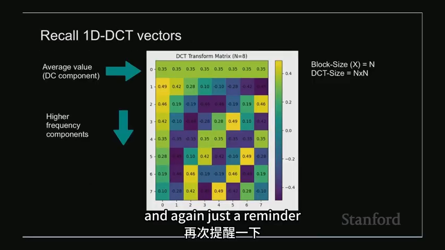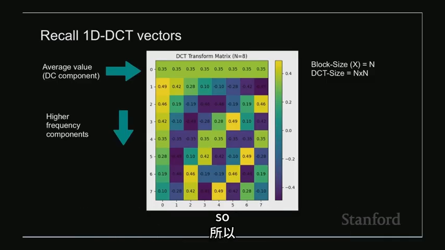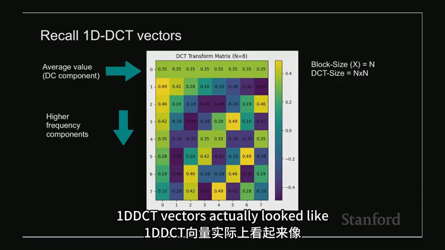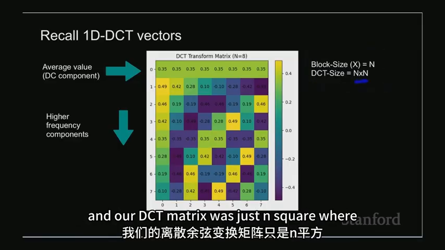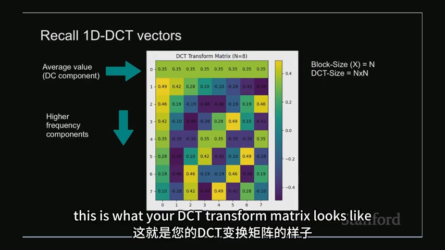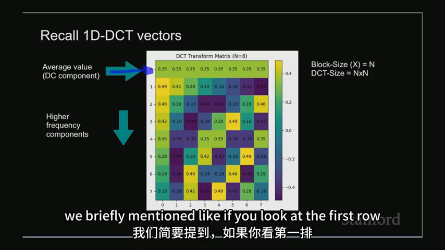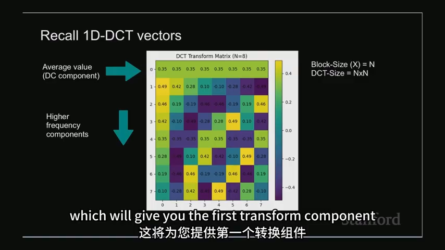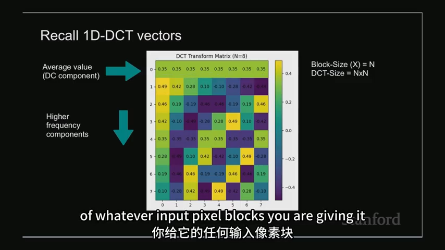And again, just a reminder, this is an image we saw in the notebook during the last class. So let's recall what our 1D DCT vectors actually looked like. In this case, our example was with block size n, and our DCT matrix was n square, where the example I showed you was with block size 8. And this is what your DCT transform matrix looked like. We briefly mentioned that if you look at the first row, which gives you the first transform component, that's the DC value. That's the average value of whatever input pixel block you are giving it.